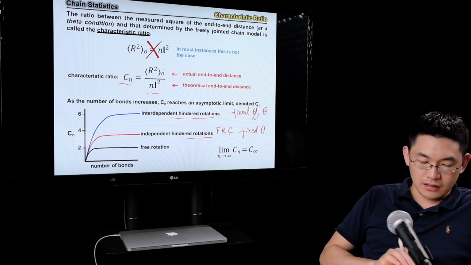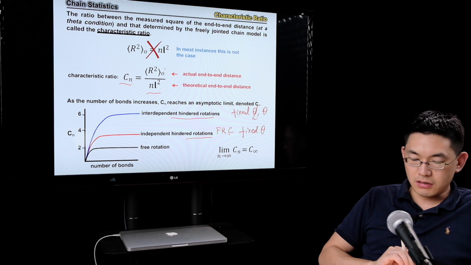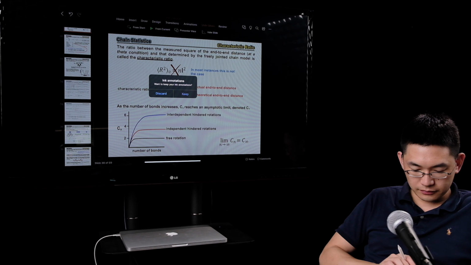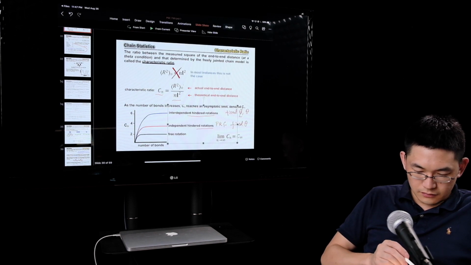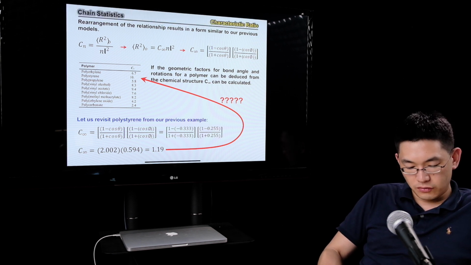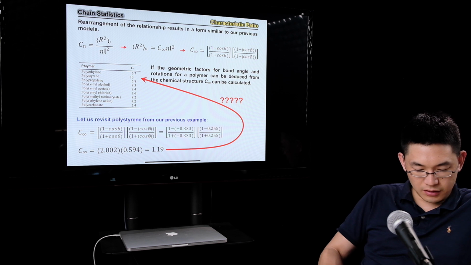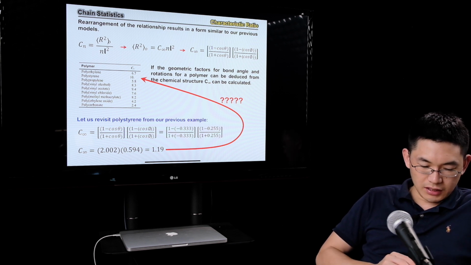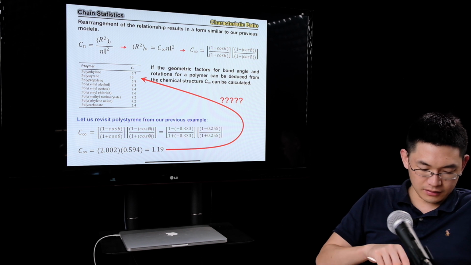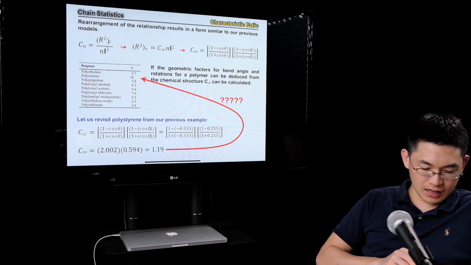Cn is called the characteristic ratio. It's also called the Flory ratio. A few polymers we know have been characterized and plotted here. For example, polyethylene has a characteristic ratio of 6.7. Polystyrene has a characteristic ratio of almost 10. PP has a characteristic ratio of 5.8, and so on. And polycarbonate has 2.4.